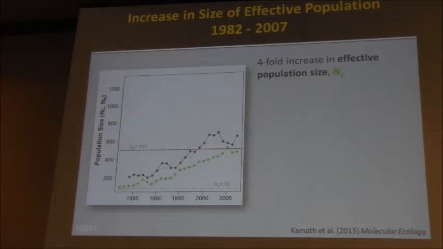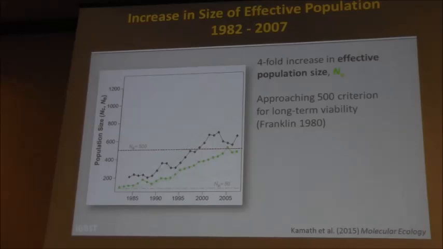So what we found was that we saw about a fourfold increase in effective population size over this period, from a little bit before 1985 through 2005. So that's the green line here. Which really surprised us. And what is important about this, Franklin in a classic paper established that for long-term viability, it really needs an effective population size that is closer to 500.